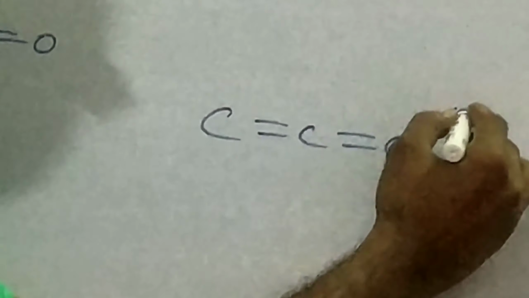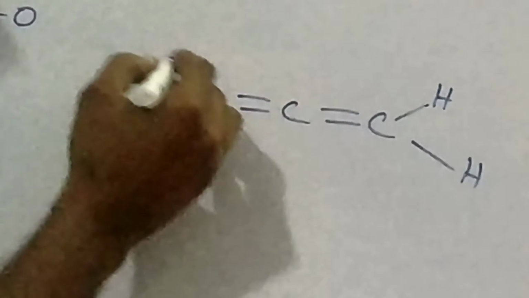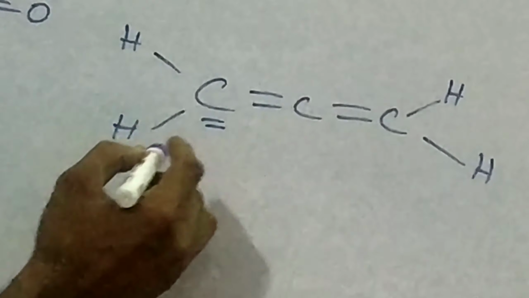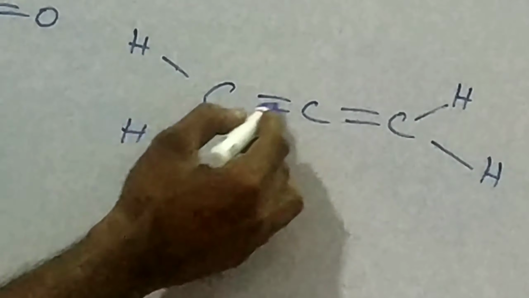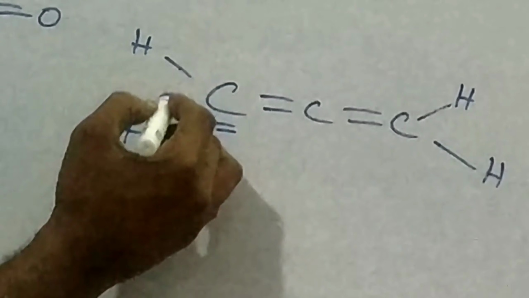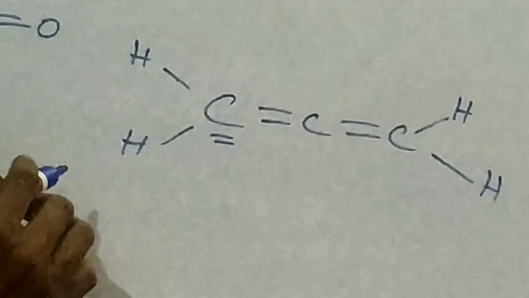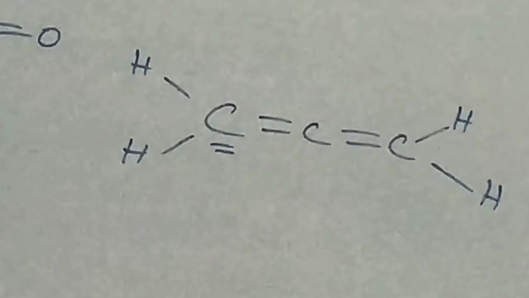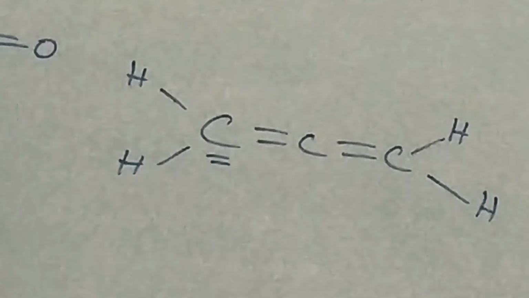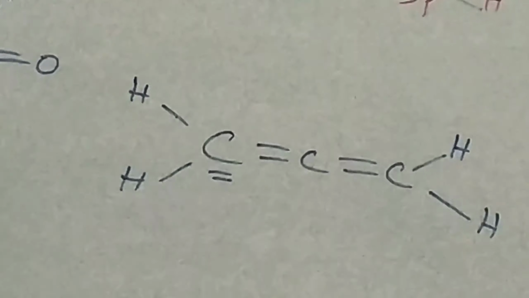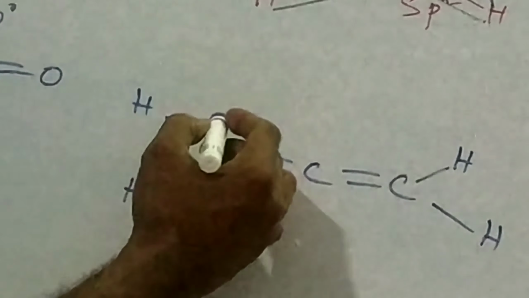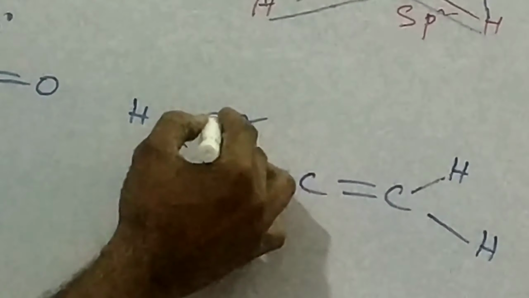Now, you see the structure of allene. Now, this carbon atom possesses 1, 2, 3 sigma bonds. So there are 3 hybrid orbitals, 3 atomic orbitals, out of which 1 is s and the other 2 are p orbitals. So this is sp2 hybridized.